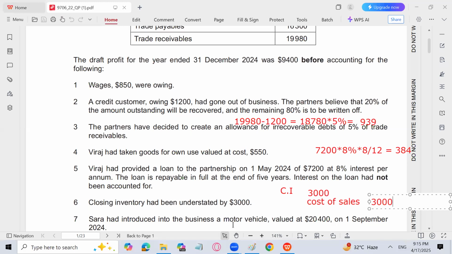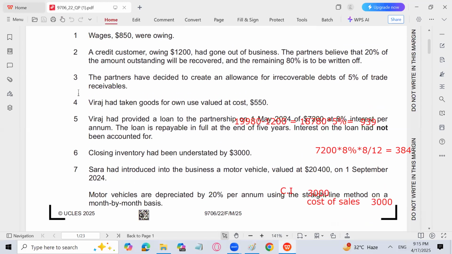Sara has introduced into the business a motor vehicle valued at 20,400 on 1st September 2024. So that is the capital, right? Motor vehicle debit, capital credit, because the motor vehicle has been introduced by Sara herself. So it means that it is a capital. But motor vehicles are depreciated by 20% per annum using the straight line method on a month-by-month basis. So neither the motor vehicle has been recorded, nor the capital has been added, and we have not recorded the depreciation on the motor vehicle.